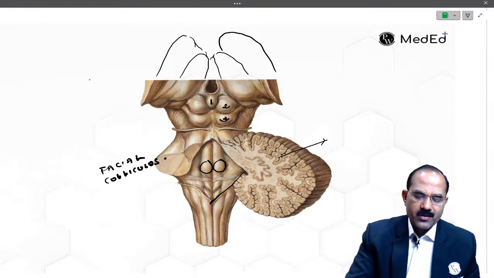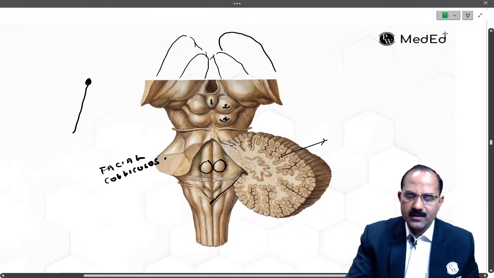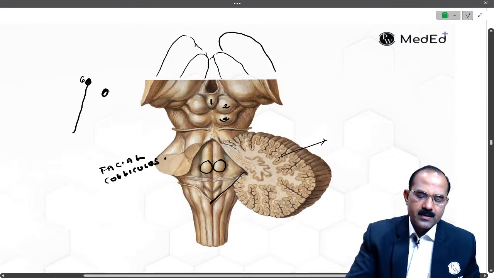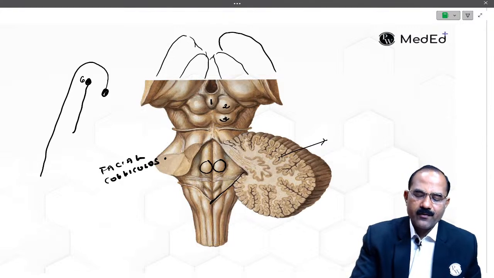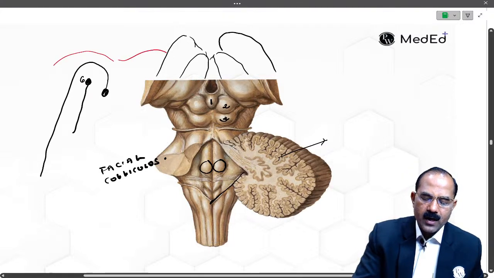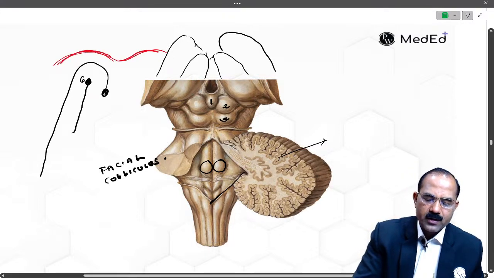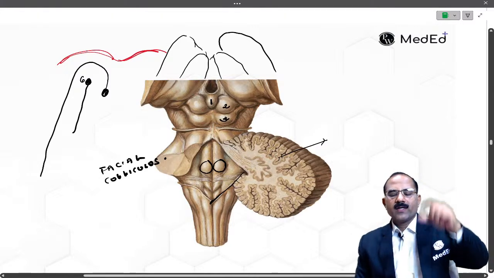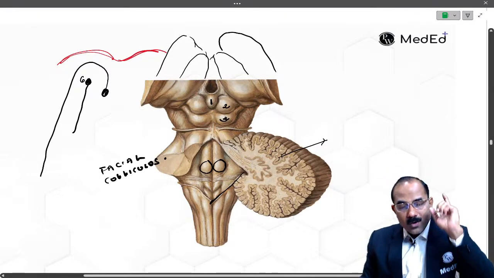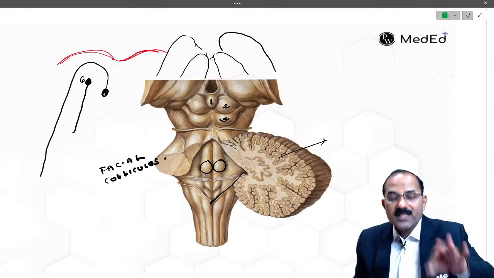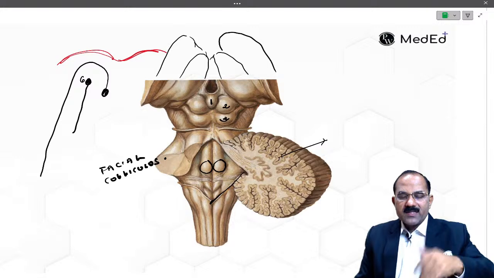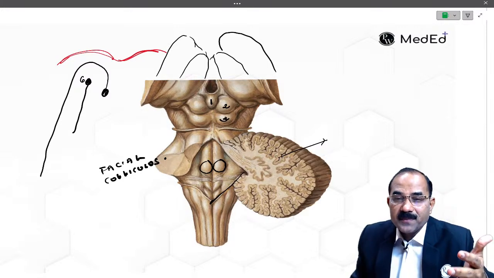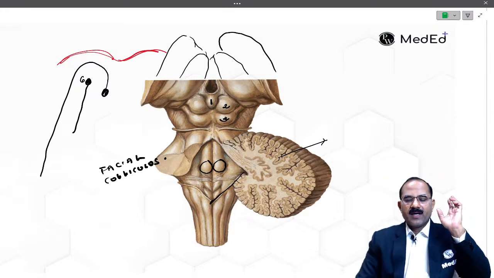Look, one minute, I'll just draw this for you. This is the nucleus of the sixth nerve, and this is the nucleus of the seventh nerve. The fibers of the seventh nerve wind around the sixth nerve nucleus and get out like this. When they wind here, they form an elevation outside. And this elevation is what we call the facial colliculus. This is very important. The facial colliculus is formed by the fibers of which nerve? Facial nerve, remember. And which is the nucleus beneath the facial colliculus? Abducens nucleus. Remember this.